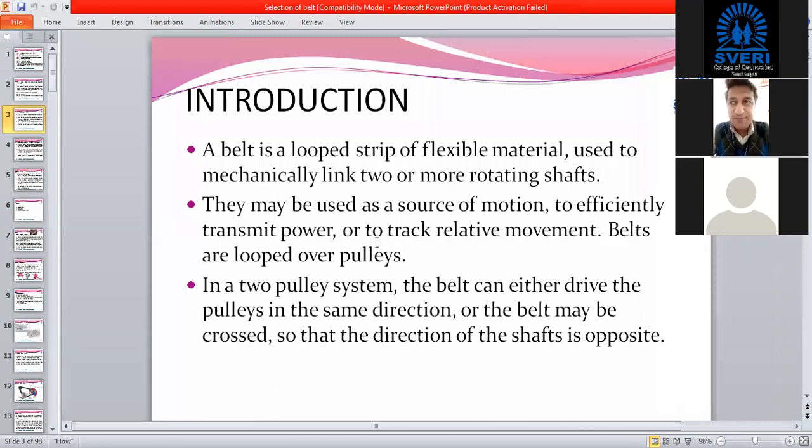But as we know, belts are coming under the category of what? Positive drive, or is some slippage allowed in belt? What you will learn? Is it a positive drive? My question is whether belts are positive drive, rope belt, or gear and chains are positive drive. Basically positive drive means where the slippage is not going to occur.